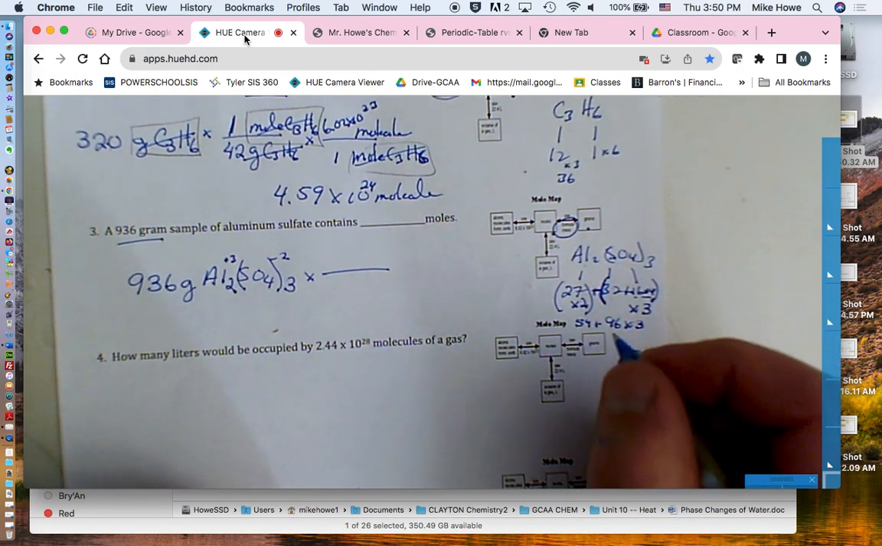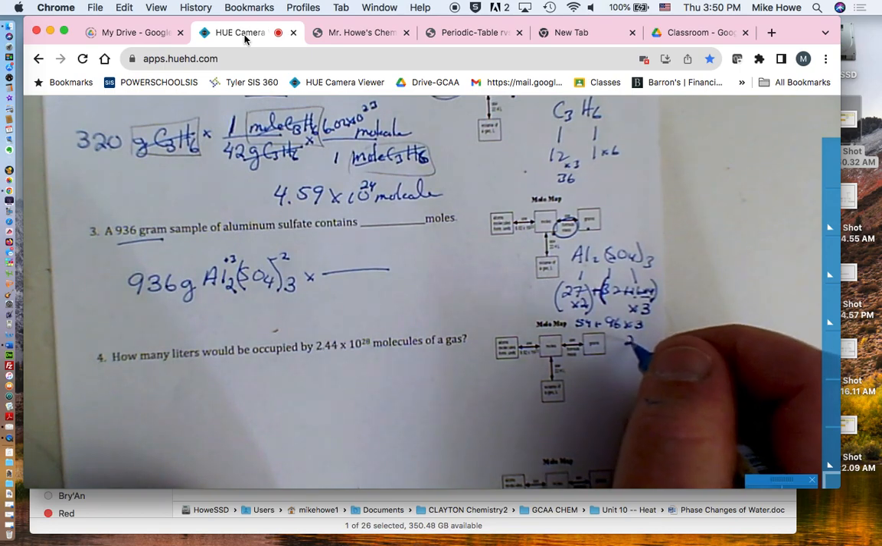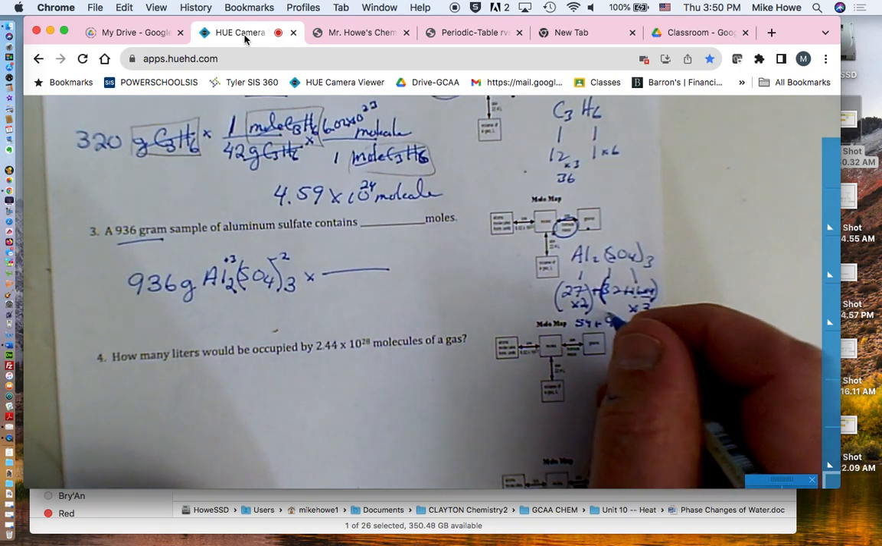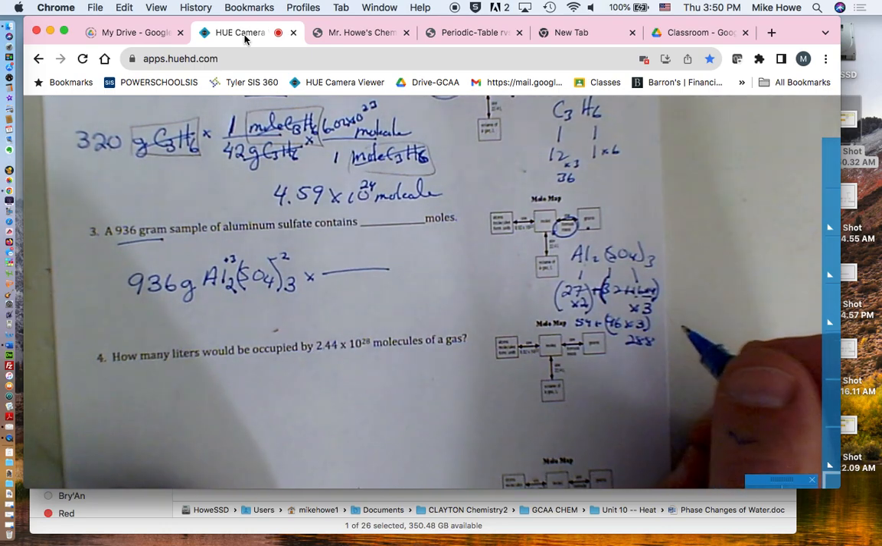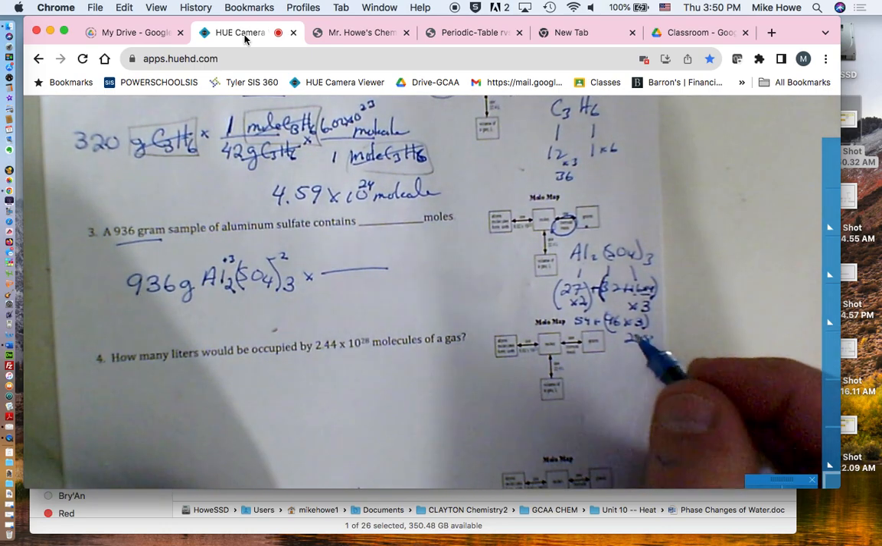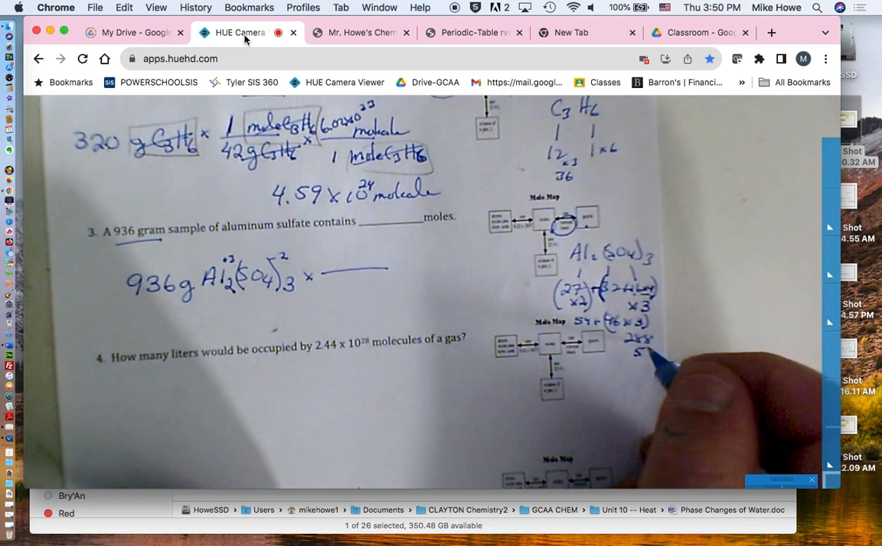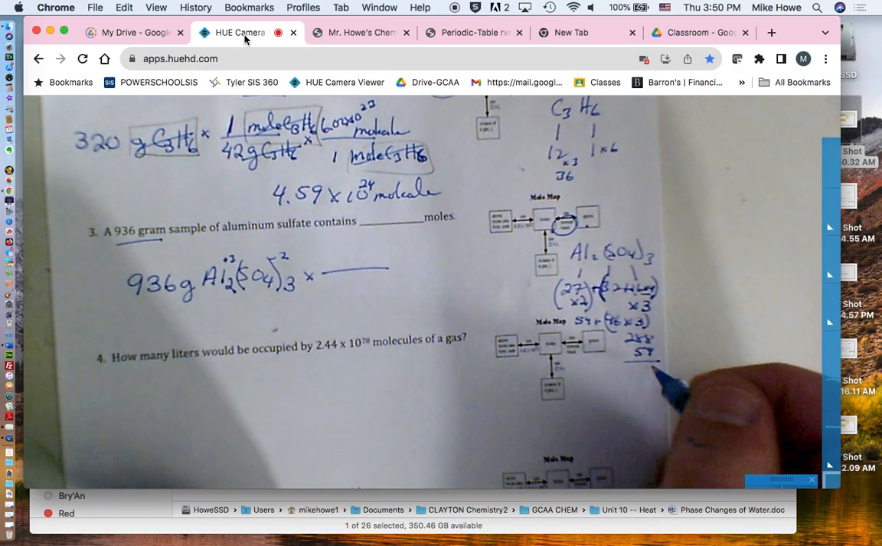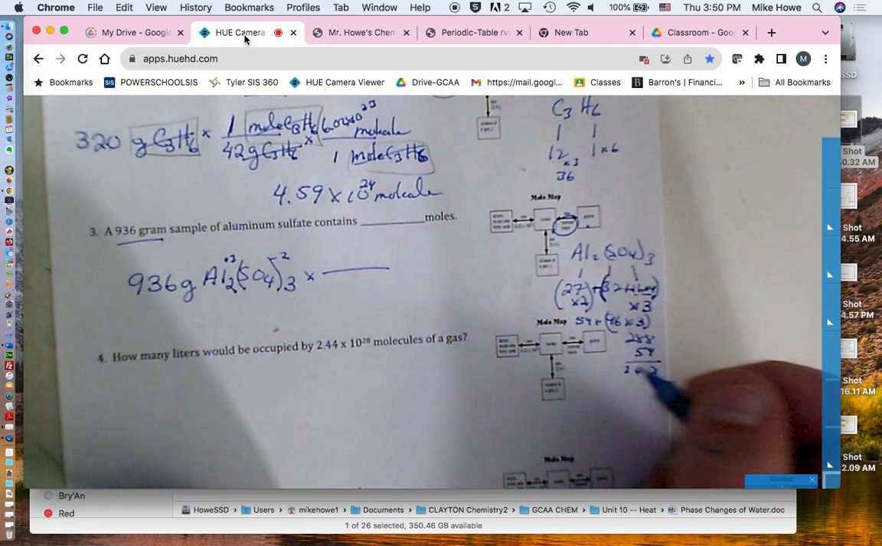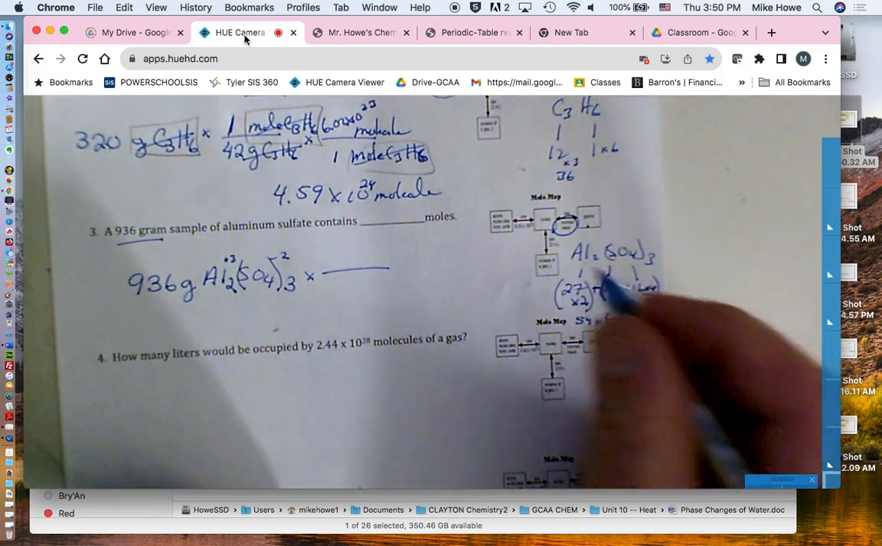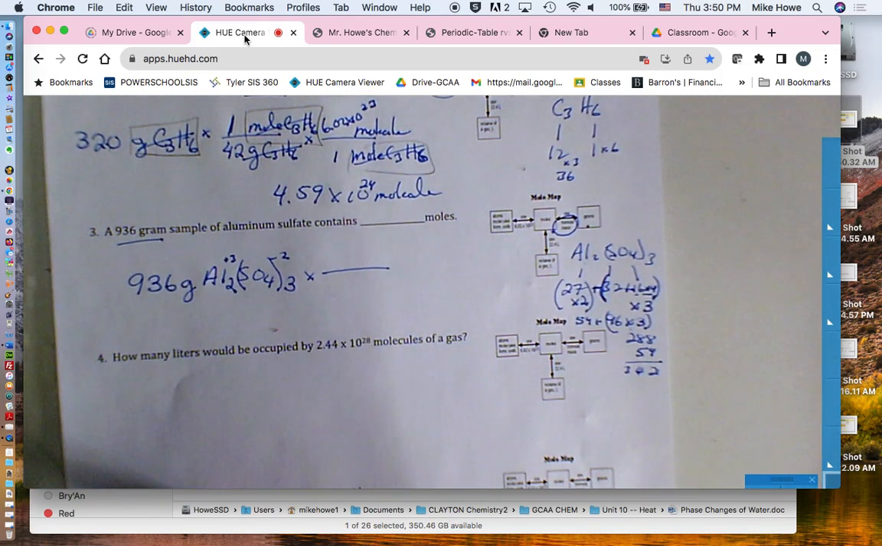Well, 96 times 3 is 288. So this right here is 288. Remember, you multiply before you add, and then 54 gets added onto that. So 288 and 54 is 342. So that's 342 grams in 1 mole.